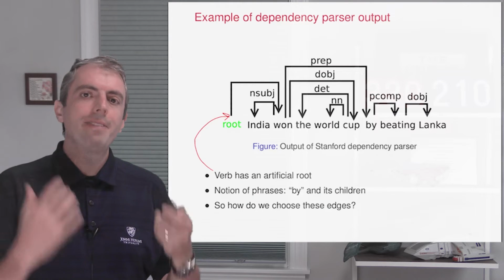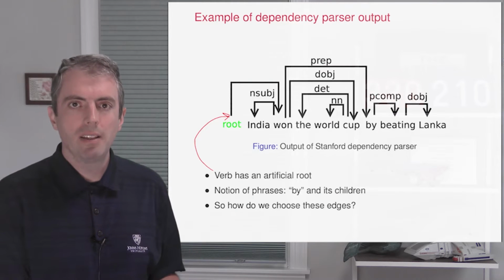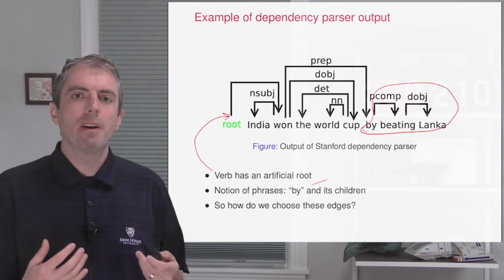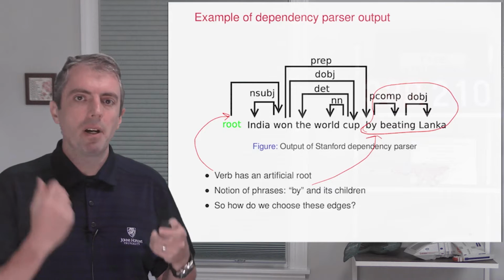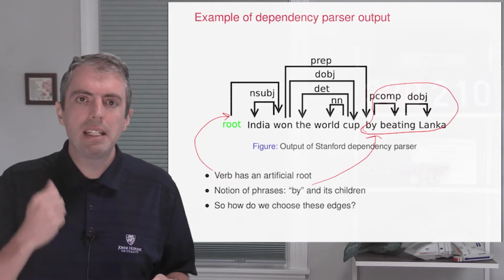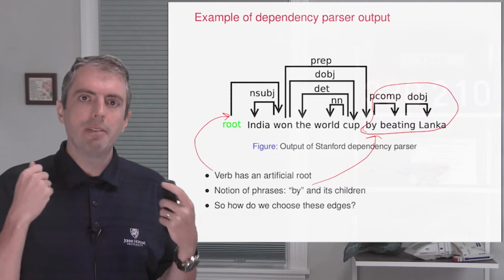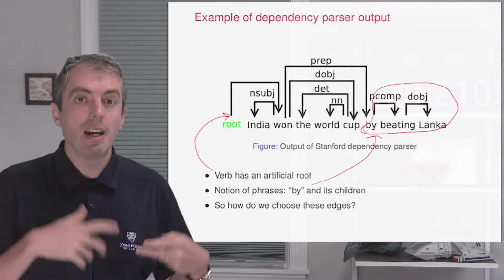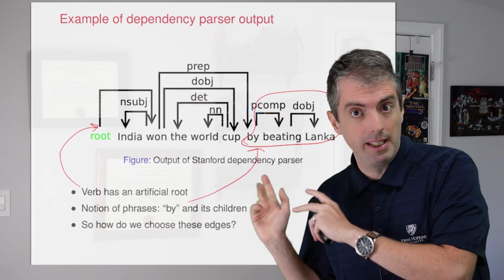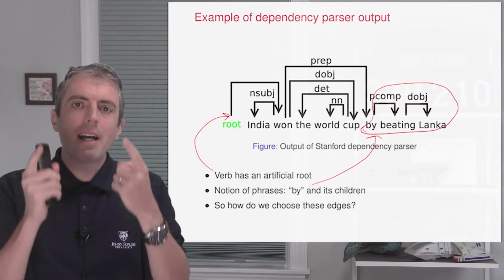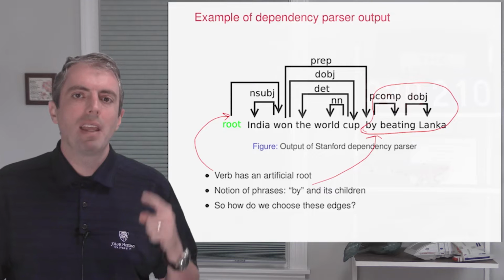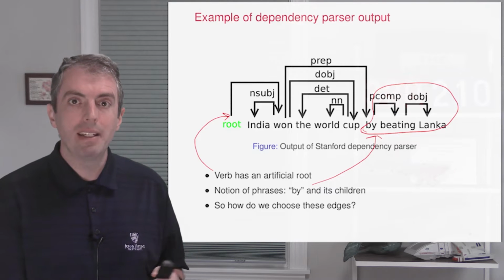But what if you need to find, for example, a phrase? For that, you need to find the head of the phrase and then look at all of its children. For example, you have the prepositional phrase, by beating Sri Lanka, that is defined by all the children of by, including by itself. And you have a noun phrase, the World Cup, headed by cup. So that's the big picture, but how do you know how to point these arrows and where to put them? What's a head and what's a dependent?